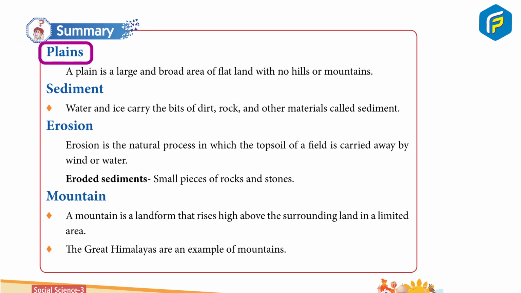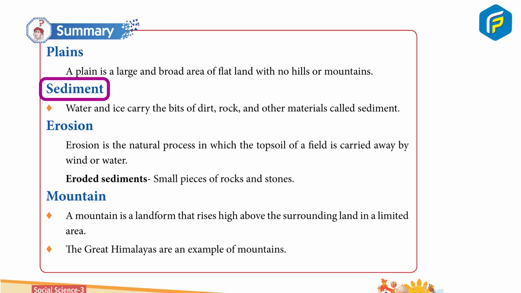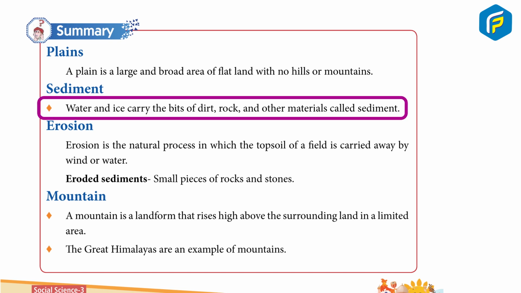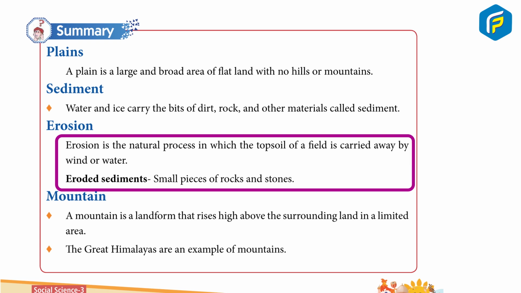Summary. Plains. A plain is a large and broad area of flat land with no hills or mountains. Sediment. Water and ice carry bits of dirt, rock and other materials called sediment. Erosion. Erosion is a natural process in which the topsoil of a field is carried away by wind or water. Eroded sediments. Small pieces of rocks and stones.